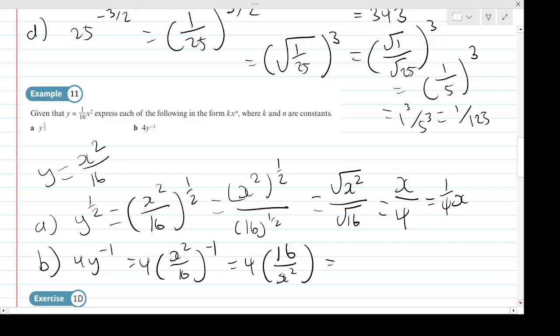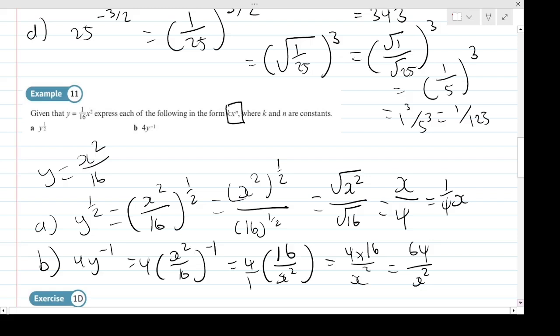Okay, and now I times by 4. So again, 4 is kind of like 4 over 1, so it's like multiplying fractions together. So that'd be 4 times 16 over x squared. Well, 4 times 1 would just be x squared still. 4 times 16 is 64, so 64 over x squared. Okay, but it wants it in this form here.